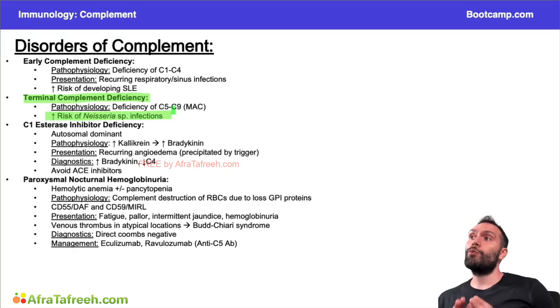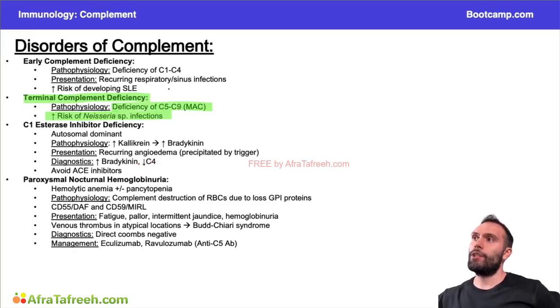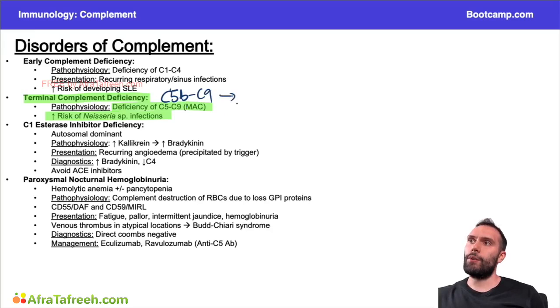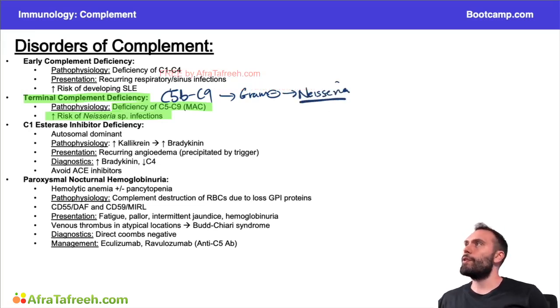But in general, what you really want to take away from this is if for whatever reason there is a deficiency of C5 to C9, right? Particularly, we're talking about C5b to C9, right? That's going to form that membrane attack complex that we talked about. And that's going to be very much associated with perforating pathogen membranes, particularly effective against gram-negative bacteria. And the big one that we always talk about, again, being Neisseria. Okay, and we'll talk about this in a little bit more detail in just a minute. Before we do that, though, let's jump into talking about the C1 esterase inhibitor deficiency.